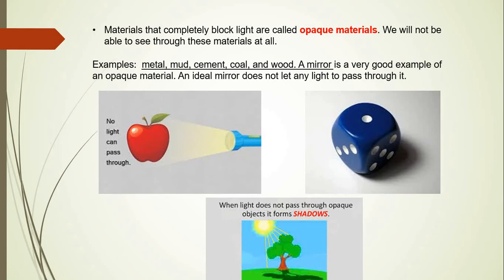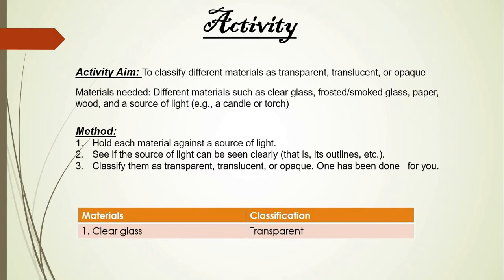So these are the different examples of opaque material, and this is about the opaque material. Now coming to one activity, that is how we can classify materials as transparent, translucent or opaque. The materials needed are different materials such as clear glass, cellophane paper, frosted or smoked glass, paper, wood, and a source of light.